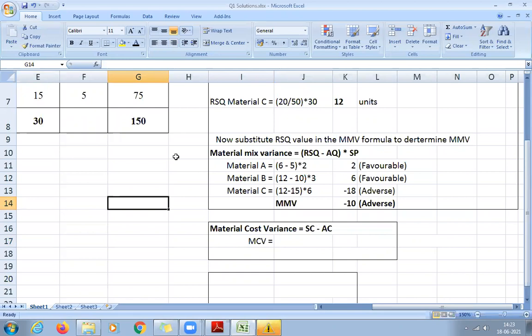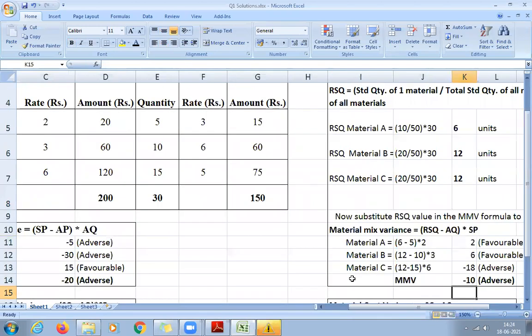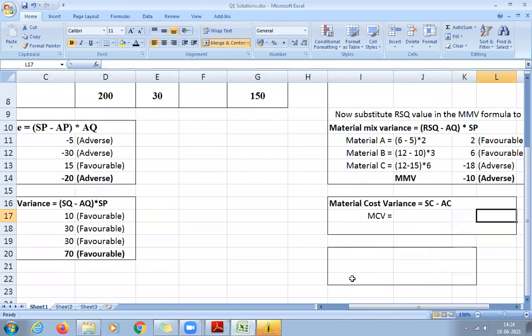Got it, student? So this already we have done in the table. We have multiplied quantity into rate, and we have added it. We got standard cost as 200, the total standard cost of all the three materials. Similarly, actual also we have done, quantity into rate, and then we have added, we got 150 as total actual cost. So since we already did this basic calculation, I can directly substitute standard cost as 200, actual cost as 150. Got it? So same thing I'm going to substitute now in the answer.